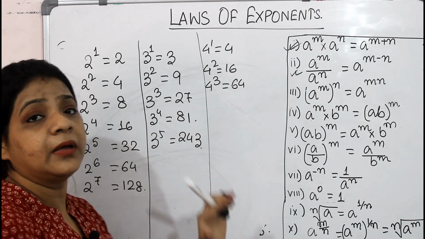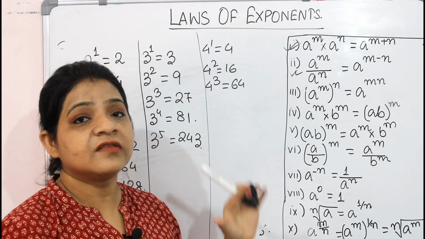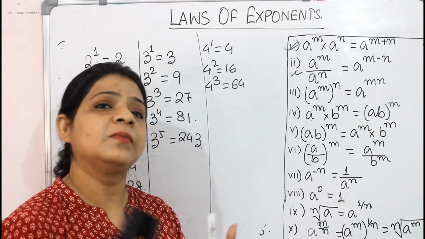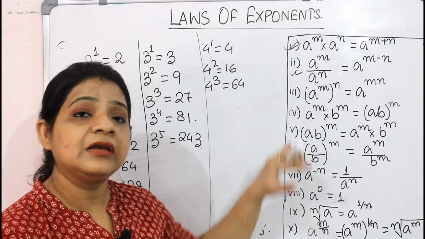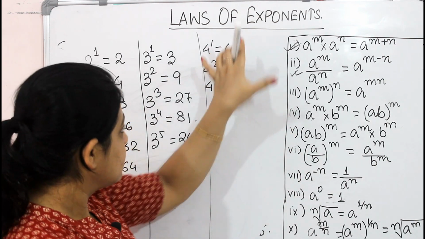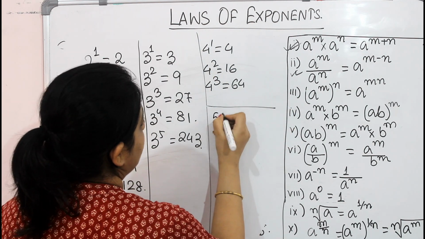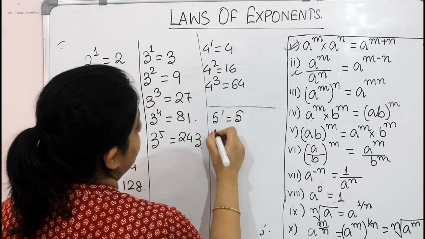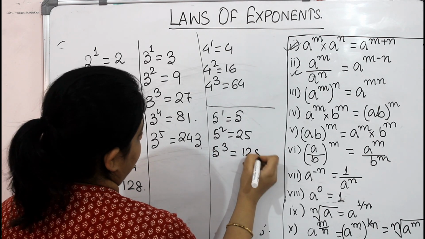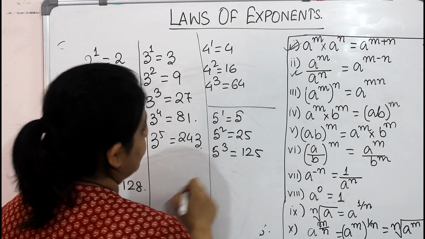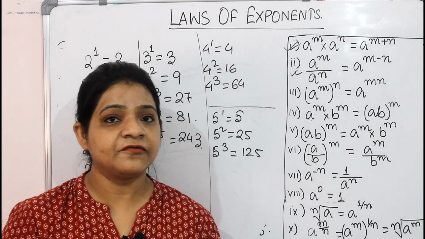These are some of the common powers of 2, 3, 4 which are available in the numericals, and beyond that you can always multiply it with 4 and you can do. But to speed up your capacity, you just remember these powers. And 5 to the power of 1 is 5, 5 to the power of 2 is 25, 5 to the power of 3 is 125. So up to this you remember. Okay, so let's move on to the next set of sums.